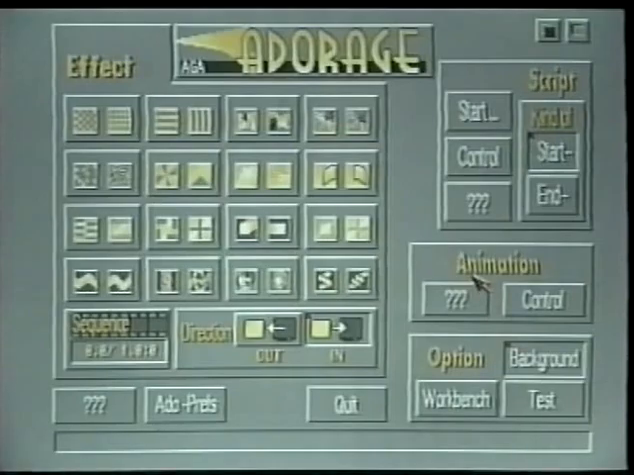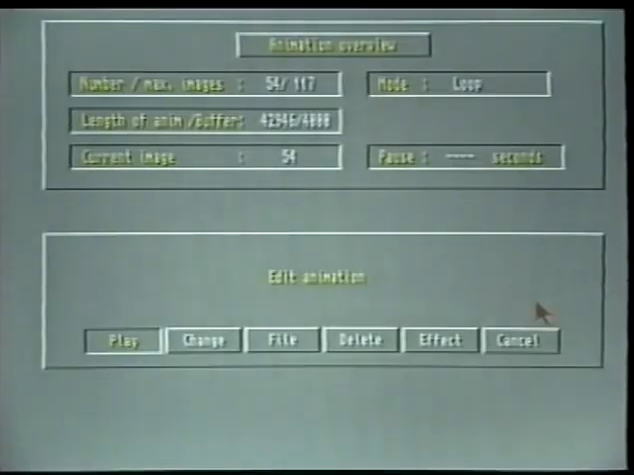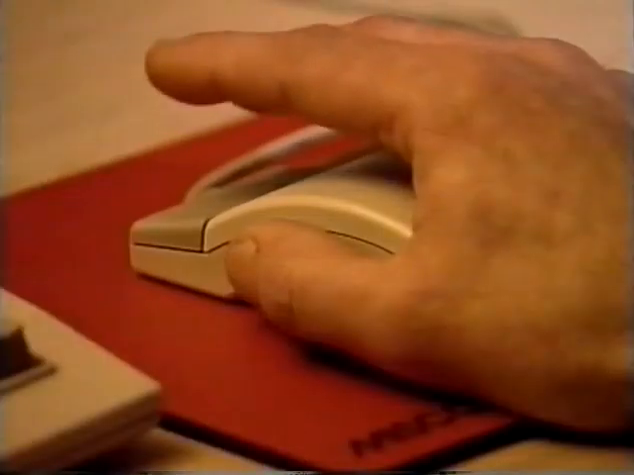Then by choosing Animation, Control on the main screen and selecting Play, I can view the animation in real time. The animation is run by clicking the left mouse button.